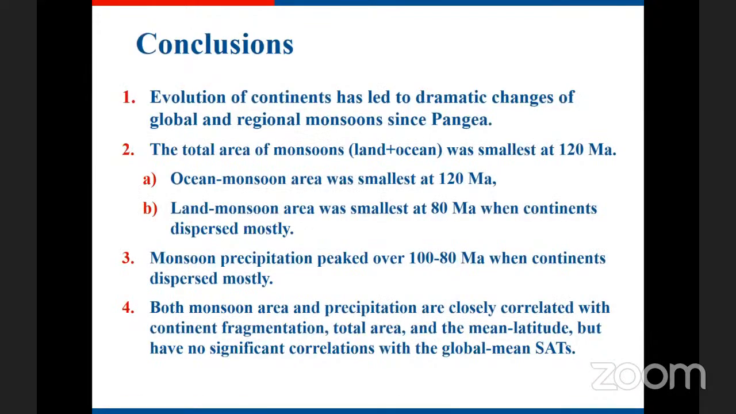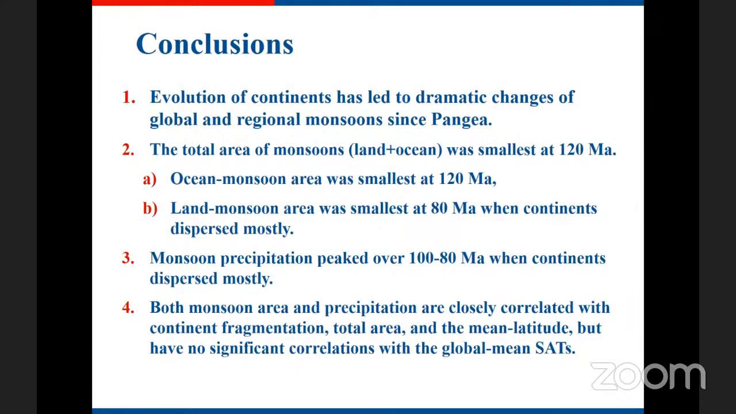So here come our conclusions. The first point is that continent evolution has caused dramatic changes of global and regional monsoons since Pangaea. The second point: the total monsoon area, that's the land monsoon area plus ocean monsoon area, was the smallest at 120 Ma.